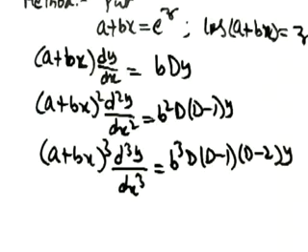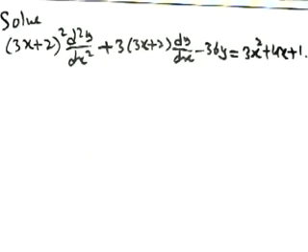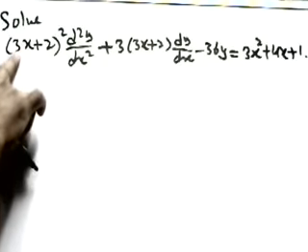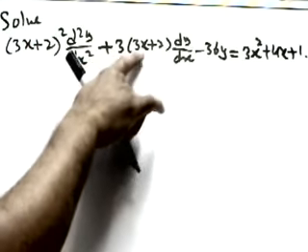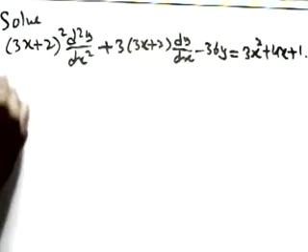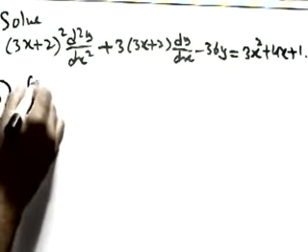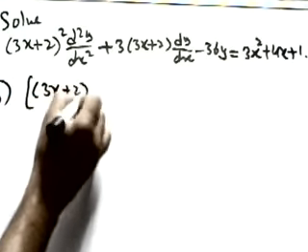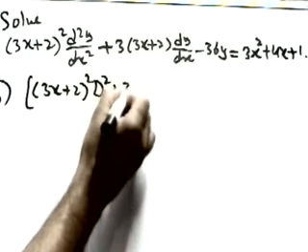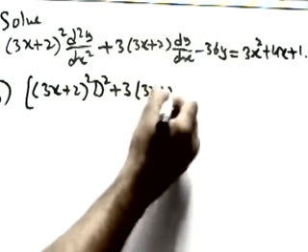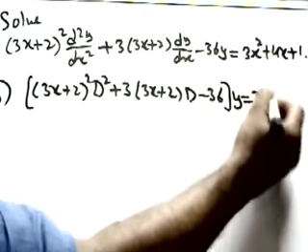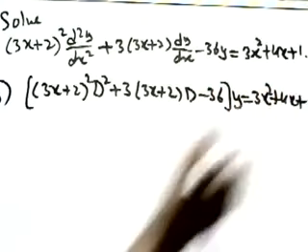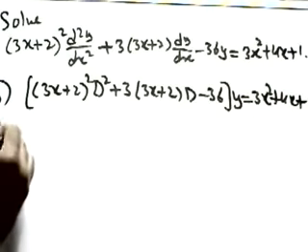Revise these formulas. Let me do one question based on this formula. Now let me start this question. You see here we have a coefficient with x: (3x + 2)² d²y/dx² + 3(3x + 2) dy/dx - 36y = 3x² + 4x + 1. In capital D form: (3x + 2)² D² + 3(3x + 2) D - 36 times y equals 3x² + 4x + 1.